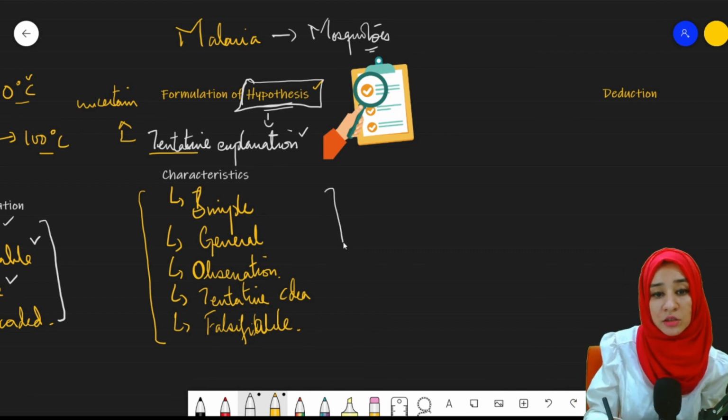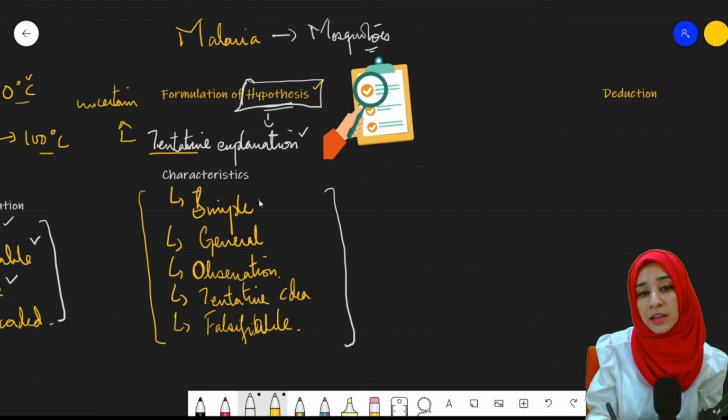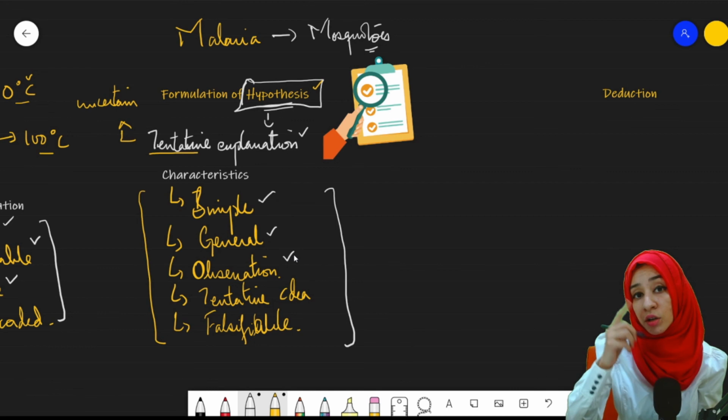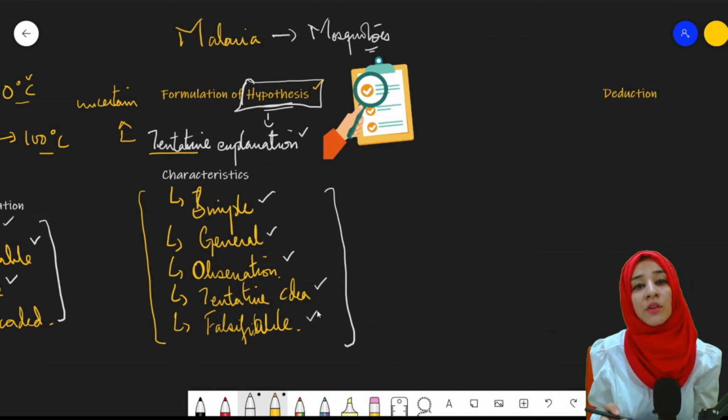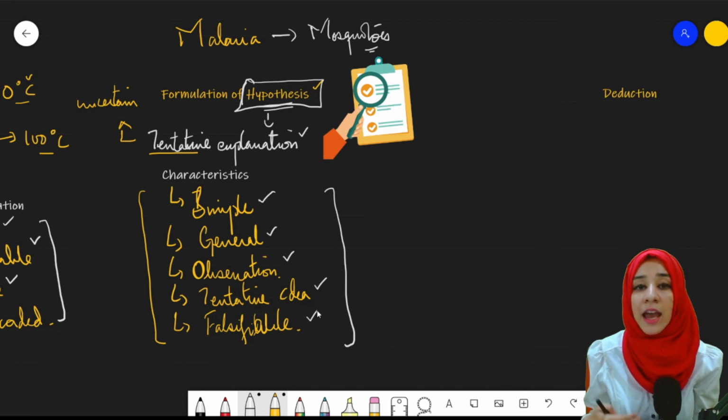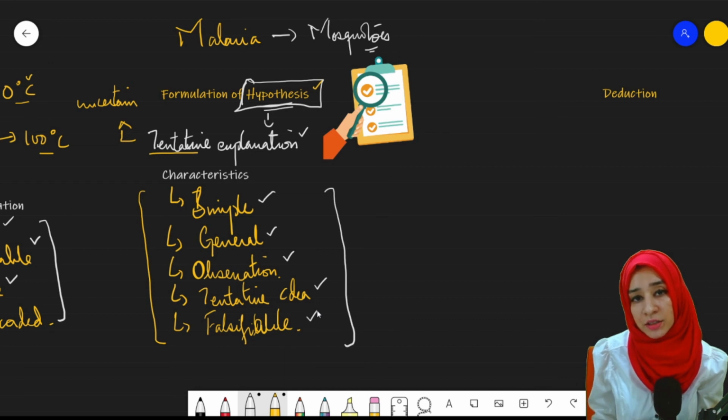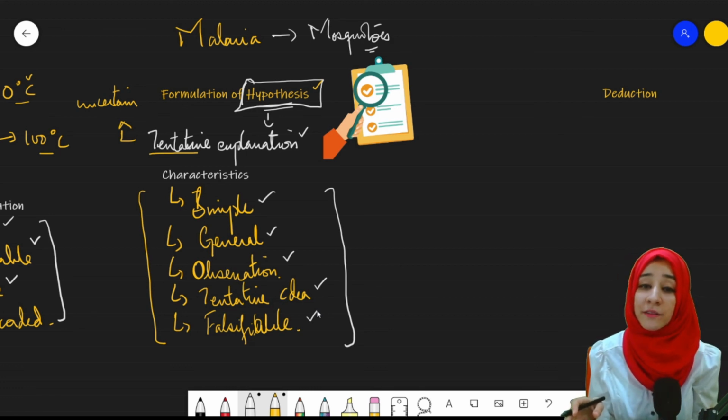And the statement needs to have these following characteristics. It should be simple, it should be general, it should relate to the observations on the basis of which it was made, it should be a tentative idea, an uncertain idea, and it should be falsifiable, which can be proven wrong with the help of experimentation. Clear? So we will conclude our lesson here, and we will discuss the next 4 steps in the next lesson. And I hope everything is clear.